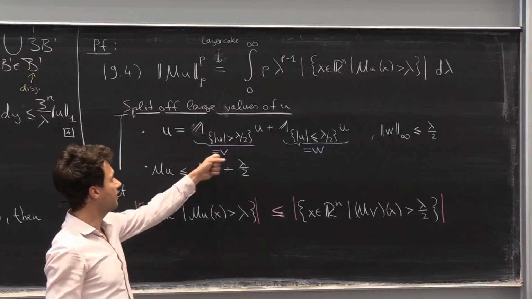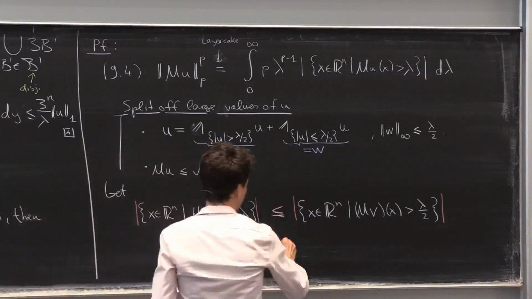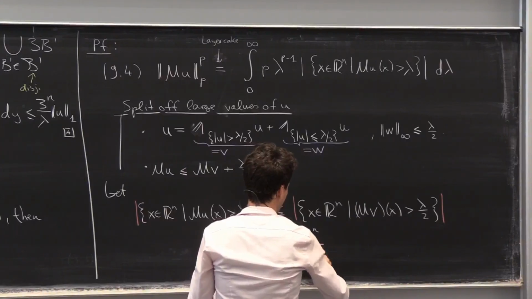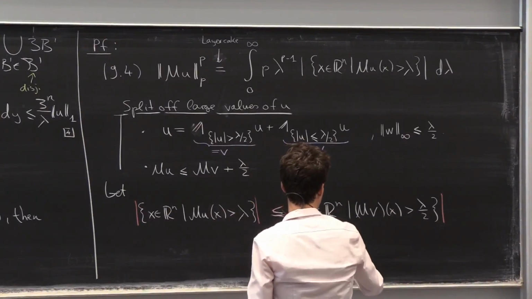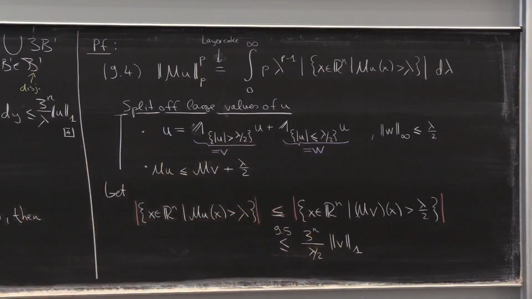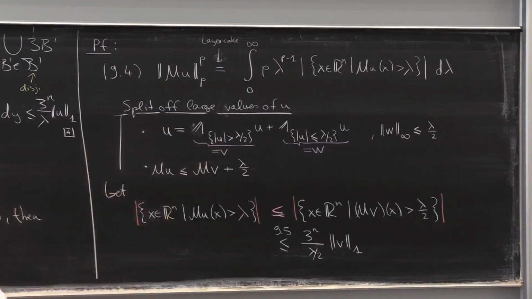Now, you could check that this v function is actually L^1. We don't need it in the argument, but you could do that. In any case, I can just write down by 9.5 that this is less than 3^n over lambda over 2 times the L^1 norm of v. Okay, if the L^1 norm would be infinite, that would also be true, but in fact, by what I told you, for the part of u where u takes large values, the p-integrability is stronger than integrability, so this v is going to be L^1. Yeah, so that's all I want to do.